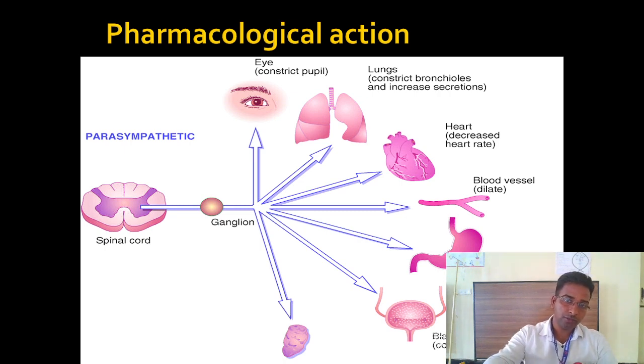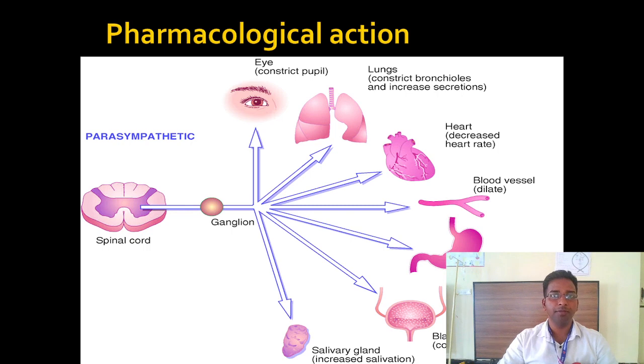And an important action on the urinary bladder is constriction of the bladder detrusor muscle and relaxation of the trigone sphincter. So it will help in micturition or urination. And all exocrine glands, including salivary glands, lacrimation, sweating, then gastrointestinal secretions, tracheobronchial secretions, all these exocrine glands will be stimulated and secrete their respective juice.